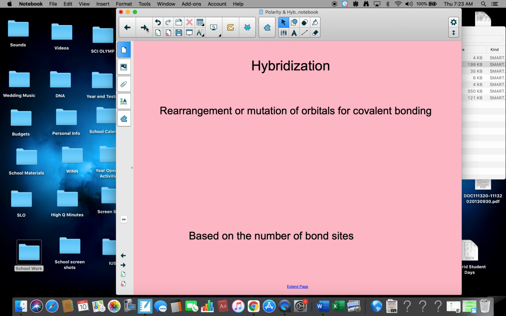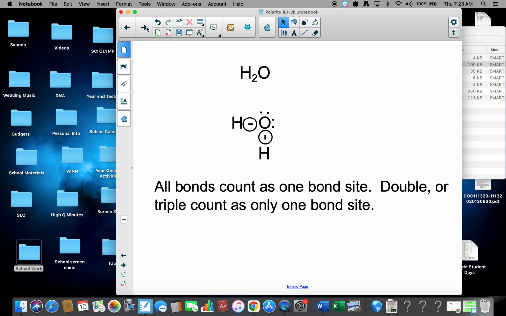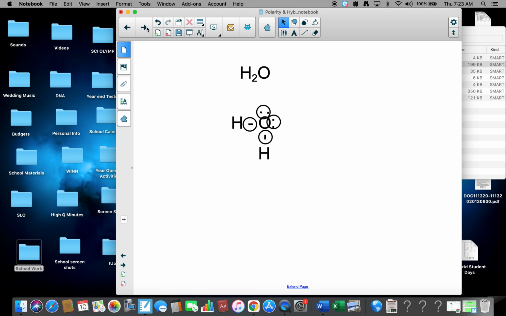All right, let's look at hybridization. Last thing we're going to look at. Rearrangement or mutation of orbitals for covalent bonding based on the number of bond sites. Remember, we have S, P, D, and F. I want to use those to bond. So let's go back and look at our example of water again. Here's our structure. Now, a bond here and a bond here. So that's 2. And all bonds count as a single bond site, double, triple, or single are 1. So even if you have a double bond or a triple bond, that's still only 1 bond site. Then we have 2 more unbonded sites, so the total of 4 bond sites, 2 unbound electron pairs.